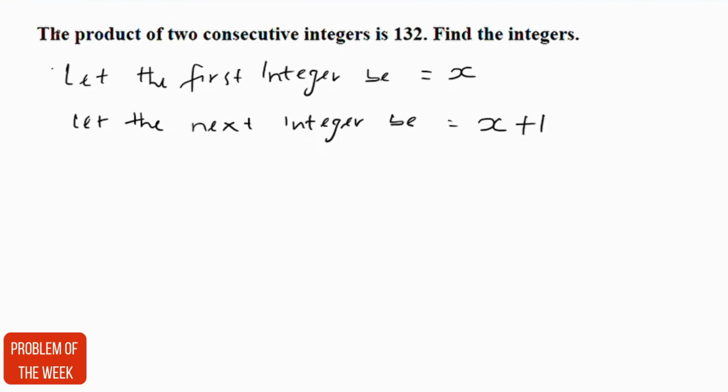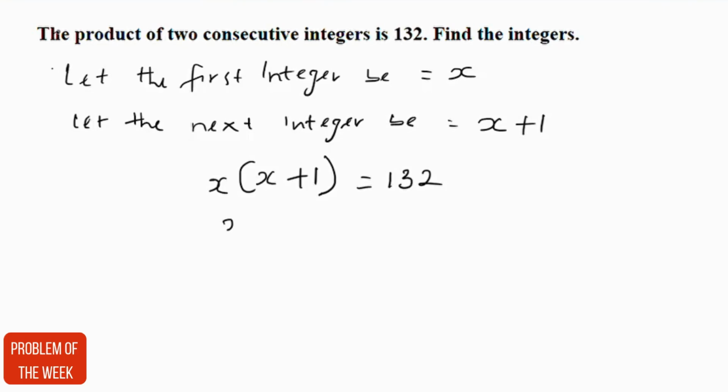Product means multiplication. So it means that I will multiply x by x plus 1. It says the product of two consecutive integers is 132. So it means that the first integer multiplied by the second integer will be equal to 132. So this is the equation that you have to get from your work. So what next?